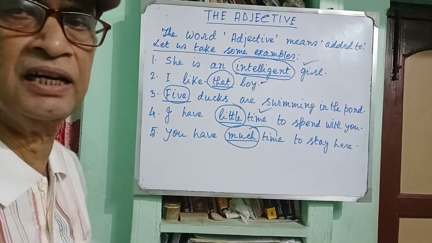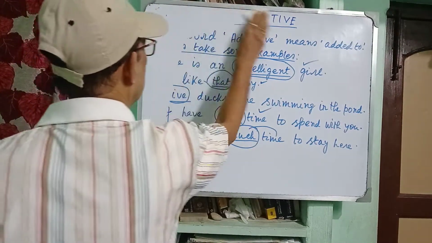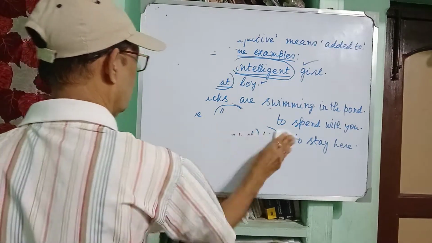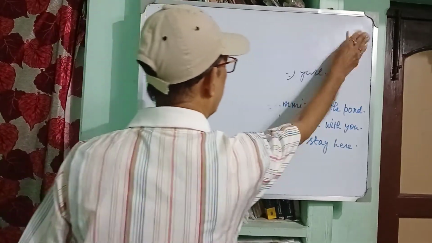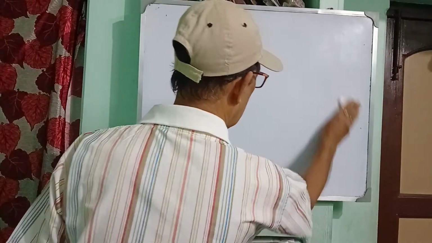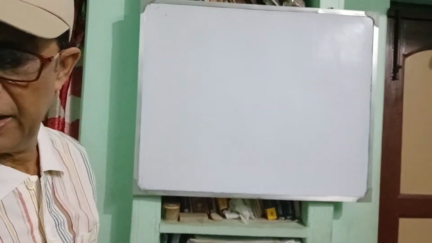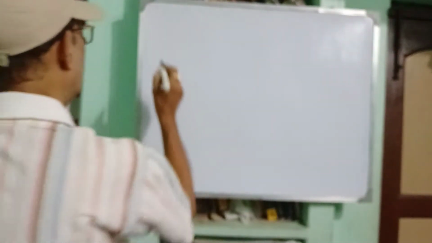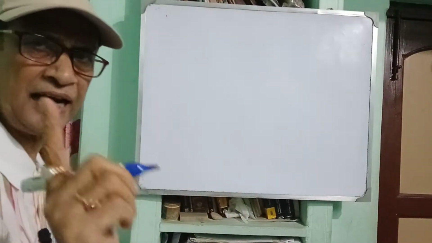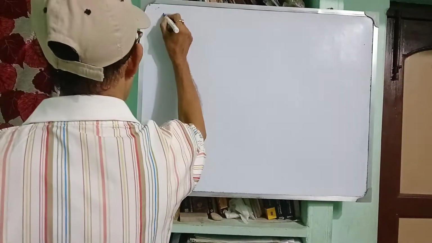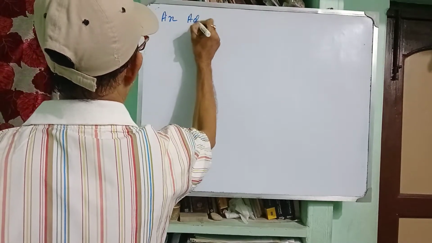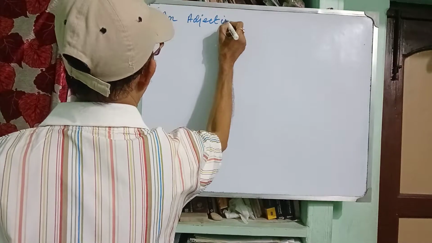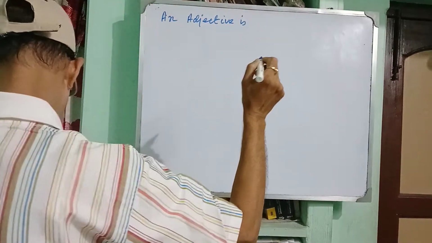Let us come to the definition and clean the board. Then what should be the definition of adjective? Let us come to the conclusion, because I have already given you five examples. For example, an adjective is a word. Let us write down. Please write down. Don't neglect. An adjective is a word.